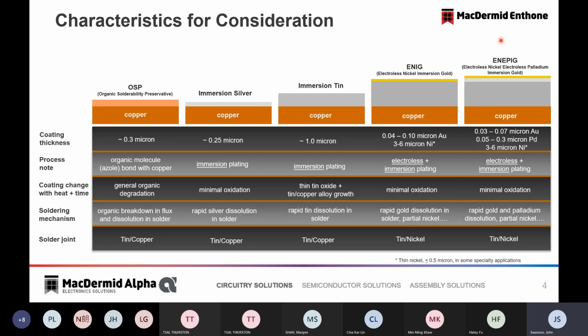The difference with ENIG and ENEPIG is we have rapid precious metal dissolution, but then form a tin-nickel solder joint with the tin-based solder alloys.